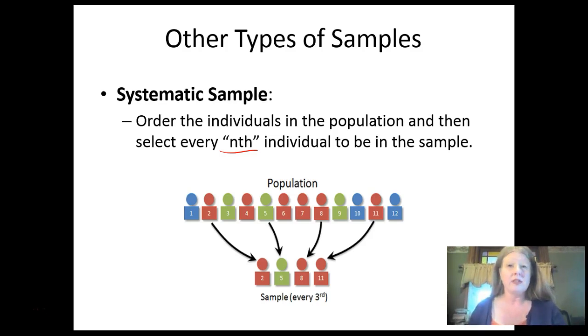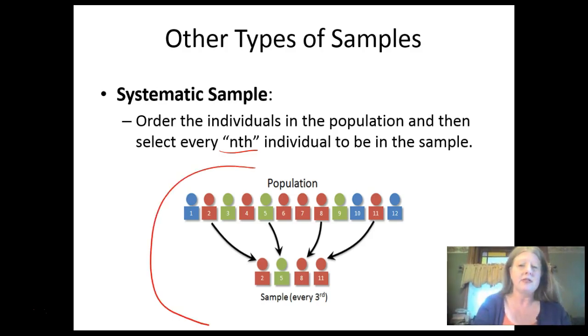Again, not every person has an equal chance of being part of my survey. It's possible that people are sitting in a particular order. If we don't think people would be sitting in a particular order, then this might be a good method to use to try to get a good representation, and it's a quick and easy method that's often used in sampling.